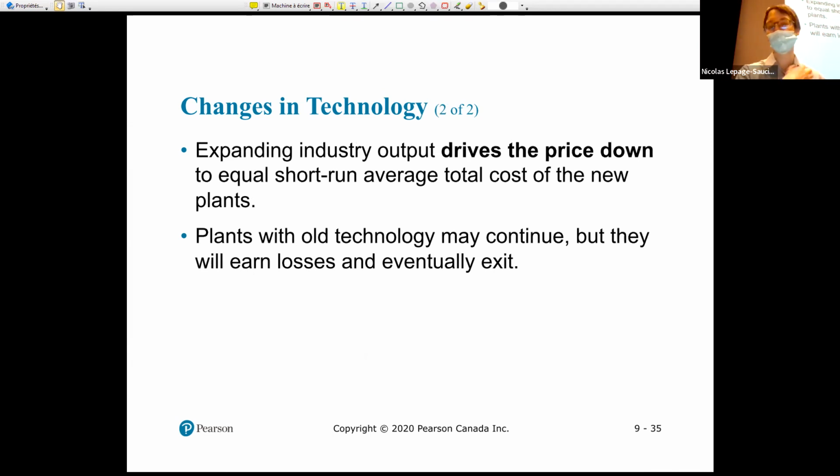All right. We just finished this. So expanding the industry output drives the price down to the short-run average total cost of the new plants. But plants with old technology may continue, but if they don't adapt, then the only thing they will be able to do is earn losses because the new firms entering the industry drive the price down. So if you don't adapt, then you basically have to exit the market.